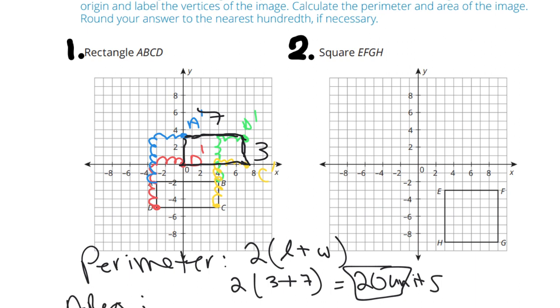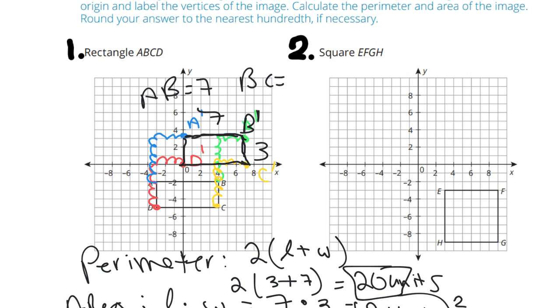Now to find the area of a rectangle, it's going to be length times width. So the length is 7 times the width is 3, so 7 times 3 is 21 units. And then this is units squared. So the length of A'B', this one was supposed to be B prime, I'm sorry. So the length of A'B' was 7, and B'C' was 3.